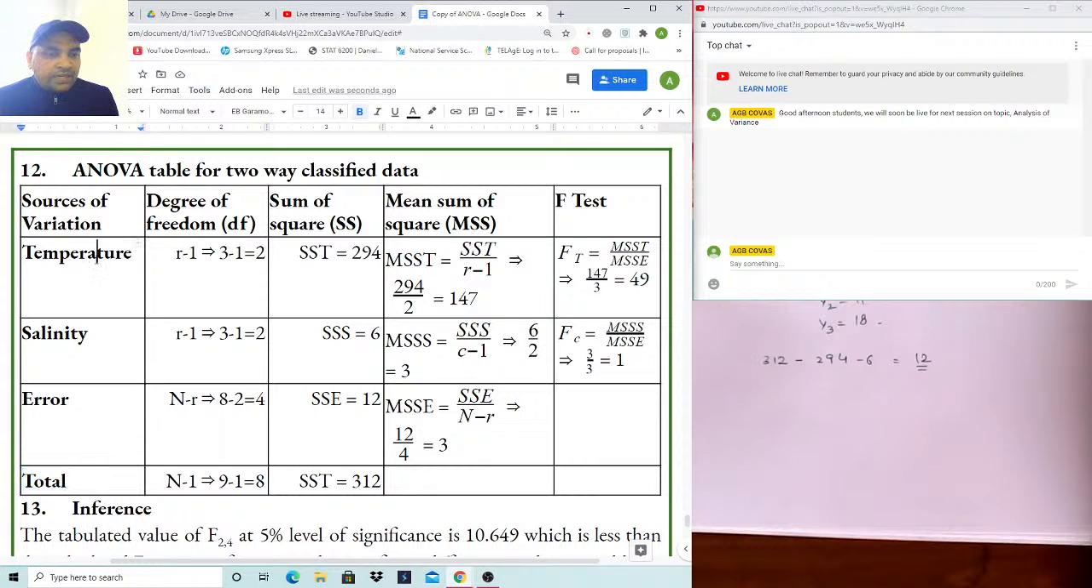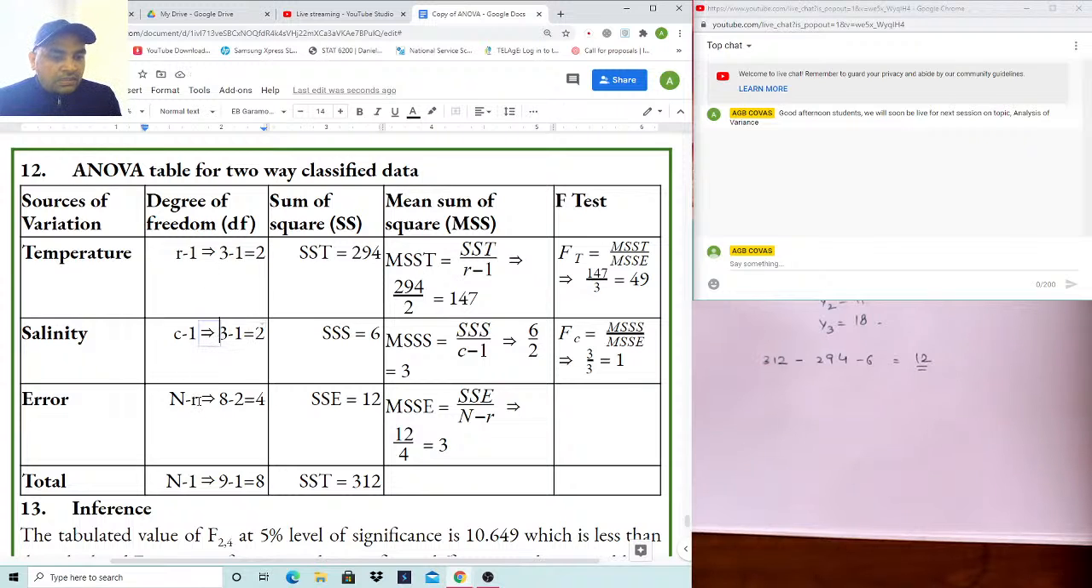Now in temperature, number of rows minus 1 will be equal to 2. Then in salinity, that is the number of columns minus 1, that is 3 minus 1, is equal to 2. So its degree of freedom is also 2.